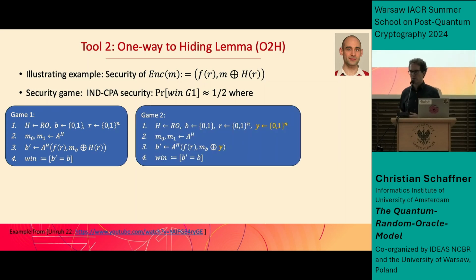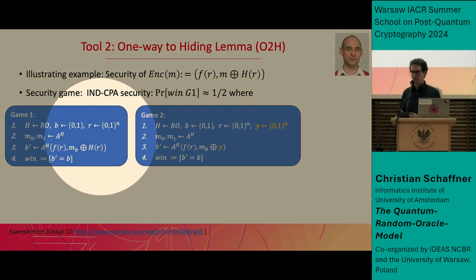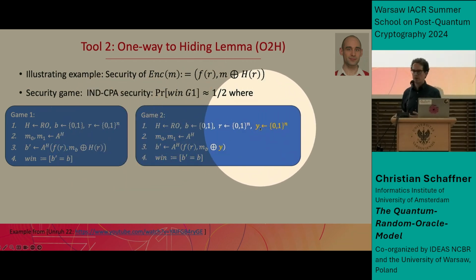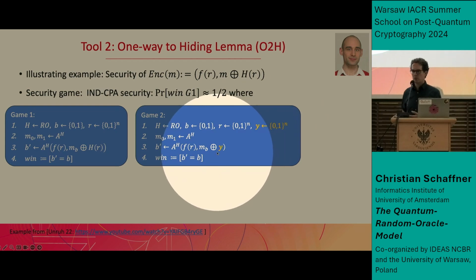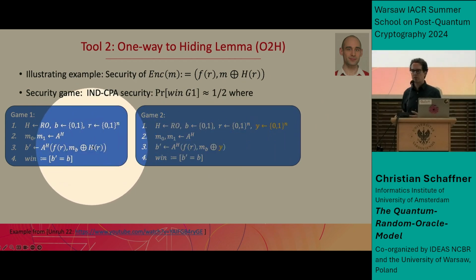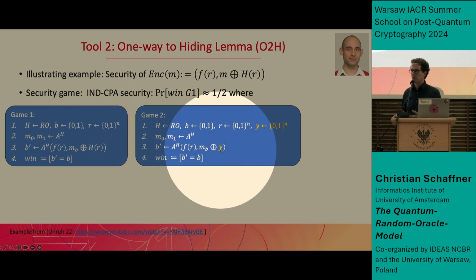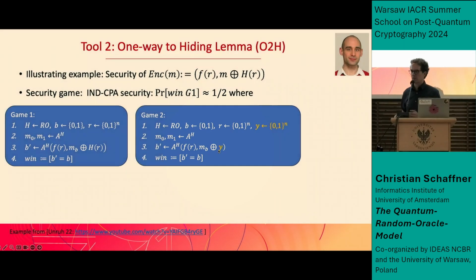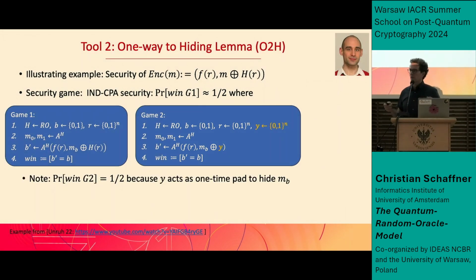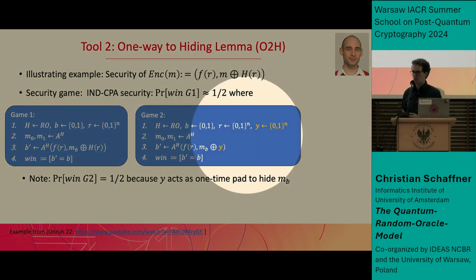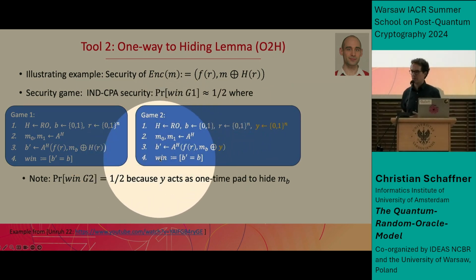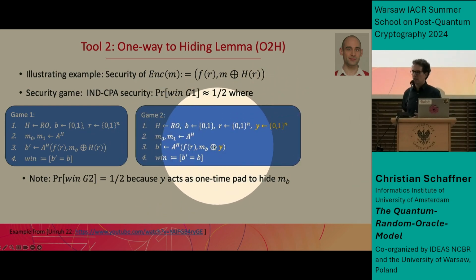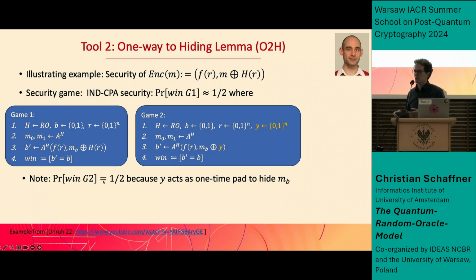In the classical random oracle model, one way to do this would be to make one modification of this game where we introduce another random variable y, and we use this y instead to mask M_b. So instead of XORing with h of r, in this game 2 the only change we make is that we now XOR with y. The rest is the same. Now it's pretty clear, because of one-time pad arguments, that this y perfectly hides M_b completely. There's no way to win this game, because y is just independently chosen randomness. It completely masks M_b, and y is not used anywhere else. So clearly the probability to win game 2 is 1/2.